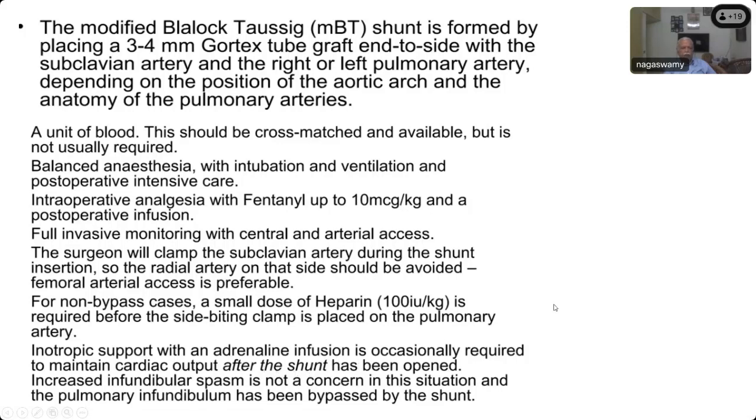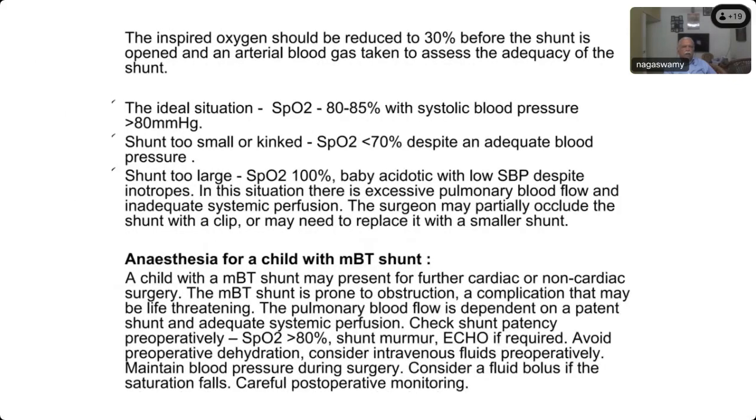Infundibular spasm is not a concern in this situation because you are going to bypass that and blood flow will happen. And inspired oxygen you have to reduce at the end of the procedure to 30% to see what the response is. In the ideal situation, saturation should be 80 to 85. If the shunt is too small, the saturation will drop to 70. And if the shunt is too large, it will go up to 100 even with 30% oxygen. That's the way you identify the size of the shunt and the perfusion taking place in the pulmonary circulation.